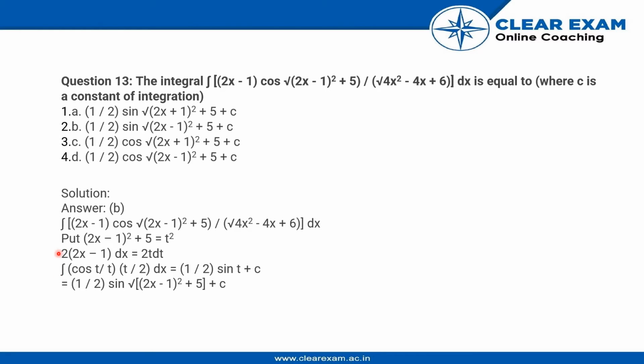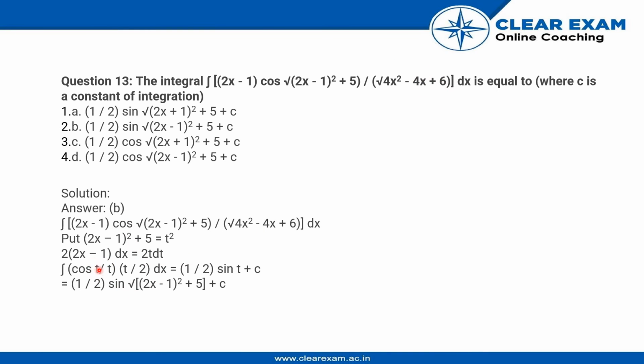We have (2x minus 1) dx is equal to t dt. We put that t dt over there. Cos of root of ((2x minus 1) the whole square plus 5) becomes cos of t, because this is t square, so the root of that will become t. And divided by root of 4x square minus 4x plus 6. If you completely open up this square, that is 4x square minus 4x plus 1, it becomes 4x square minus 4x plus 6.